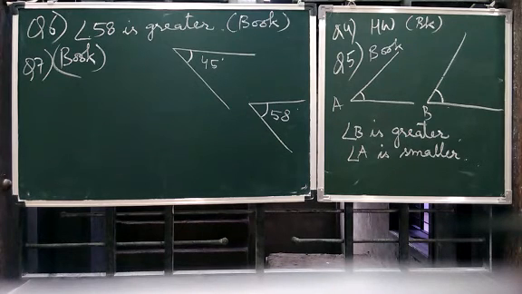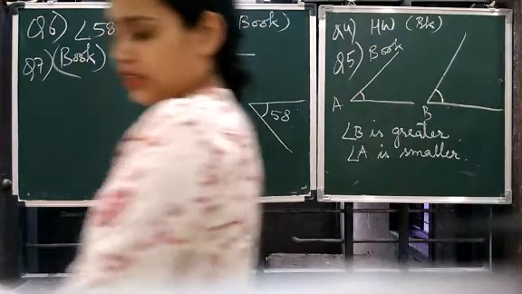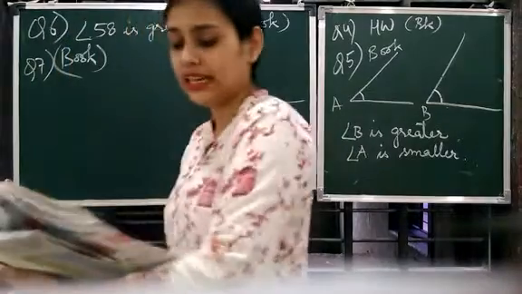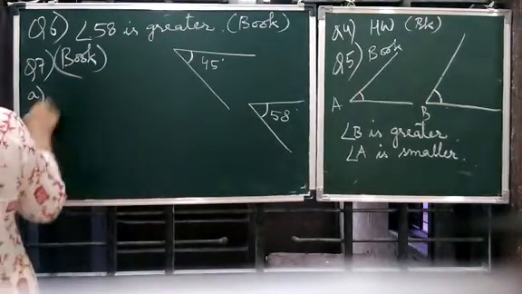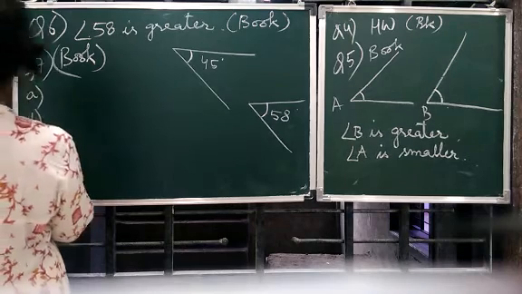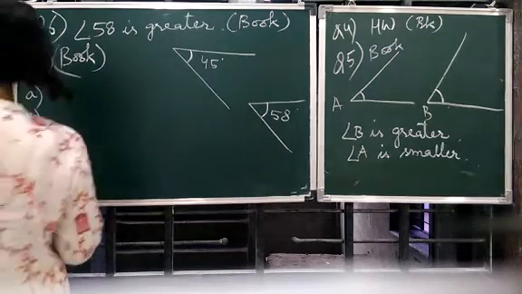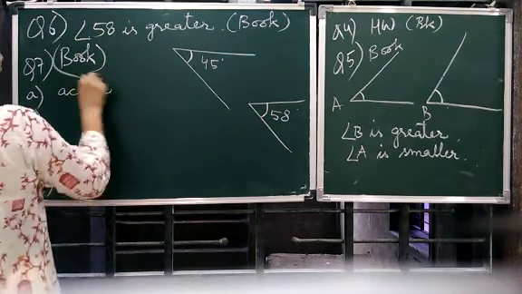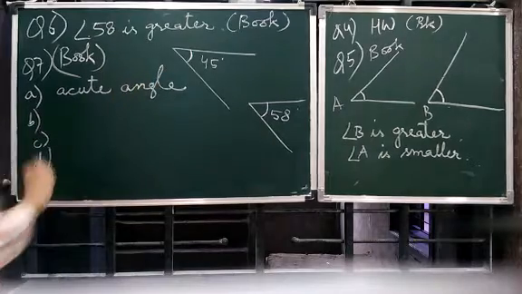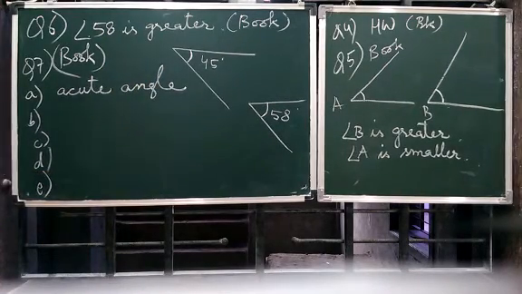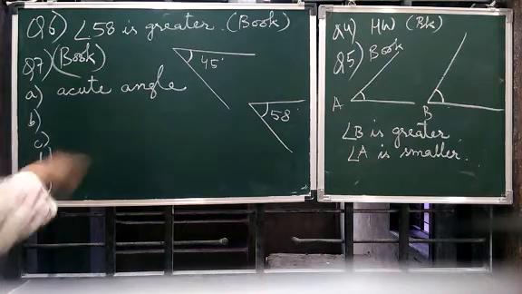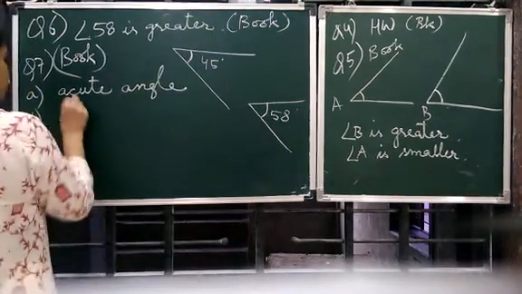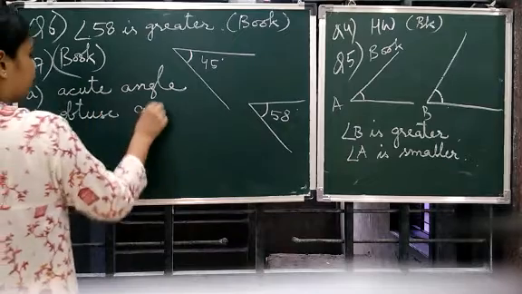obtuse, right और straight. मतलब हमको ऑप्शंस दिए हुए हैं, हमें सिर्फ वहां से लिखना है. An angle whose measure is less than a right angle is called what? Is called an acute angle. An angle whose measure is greater than that of a right angle. Right angle से बड़ा. It is what? Obtuse angle. All this we have studied before.